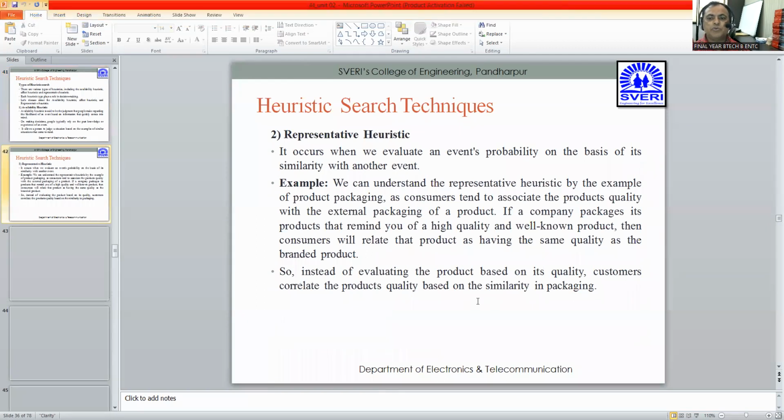A representative heuristic we can understand with the help of product packaging. A customer tends to associate the product quality with the external packaging of the product. If the company's package is of higher quality and a well-known product, then the consumer will relate the product to the same quality of the branded product. In this way, they can correlate and take the decision based on that.